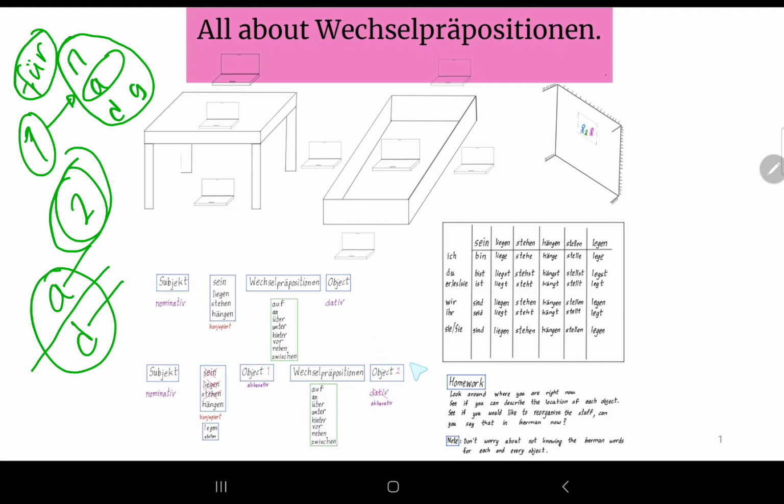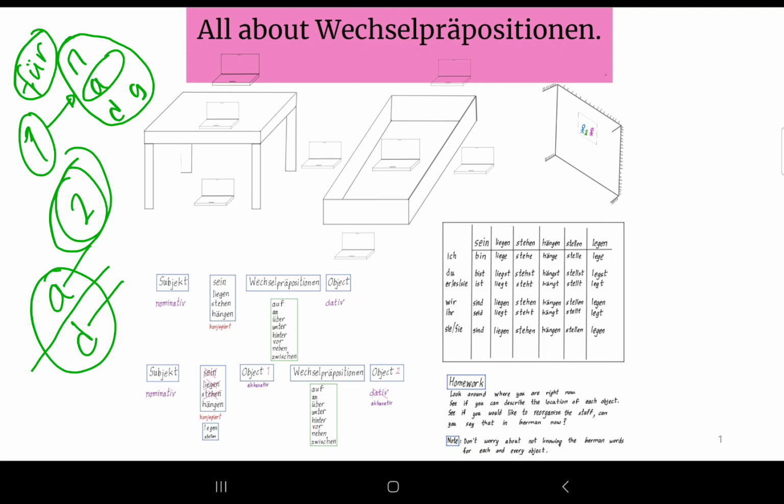Now, how to identify these two scenarios is very easy. It's very simple to identify. Even in real life, if the object is in dative even though it is supposed to be in accusative, it's not a big deal. In an exam they will cut your marks, but in real life people will know what you are trying to say.